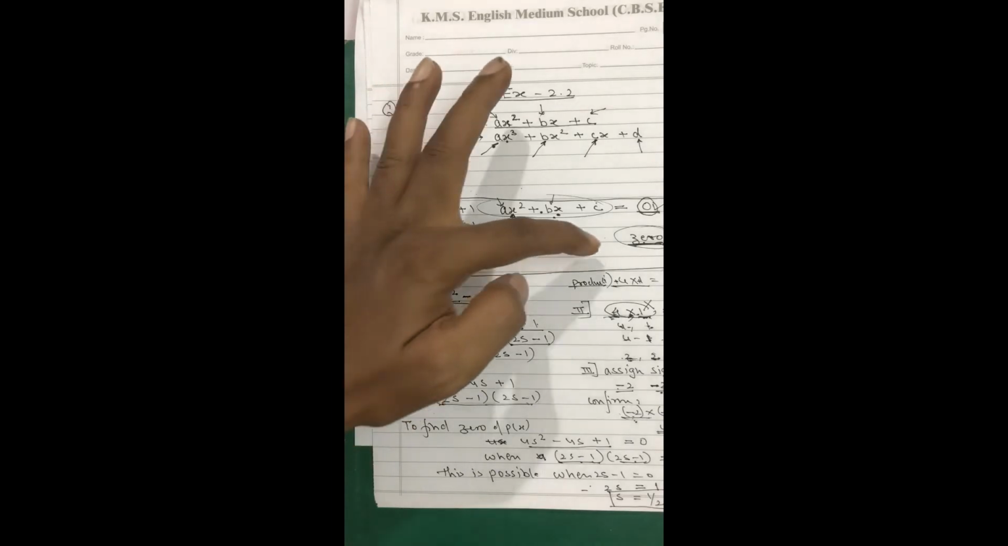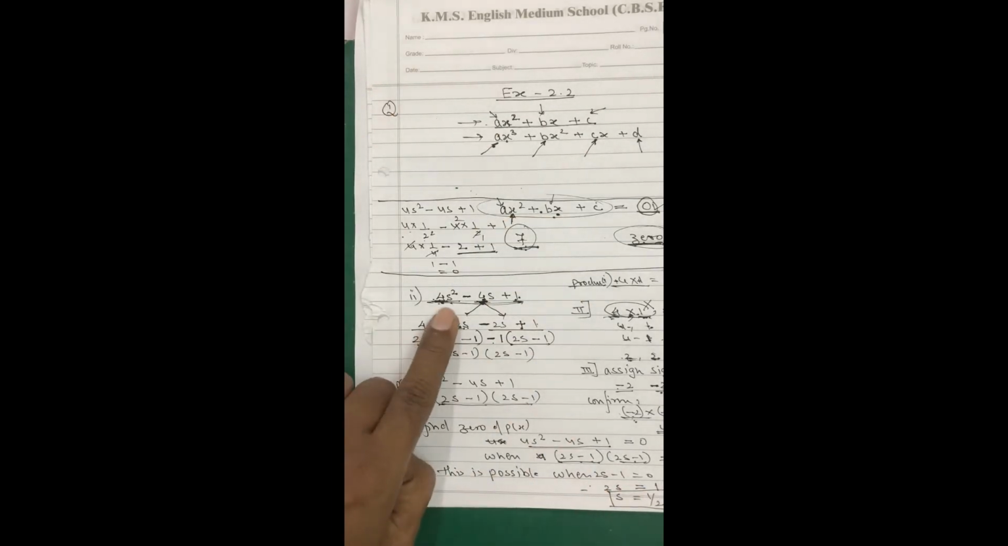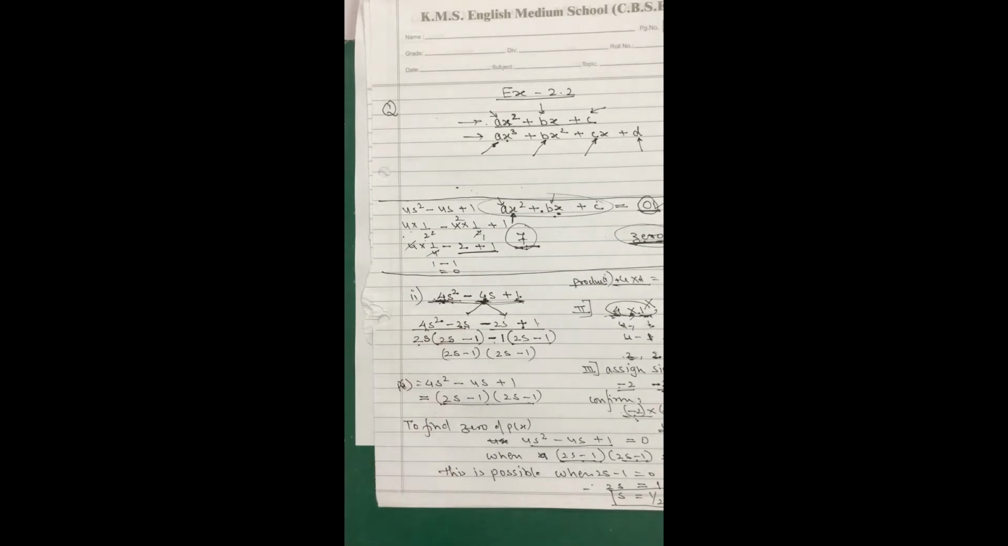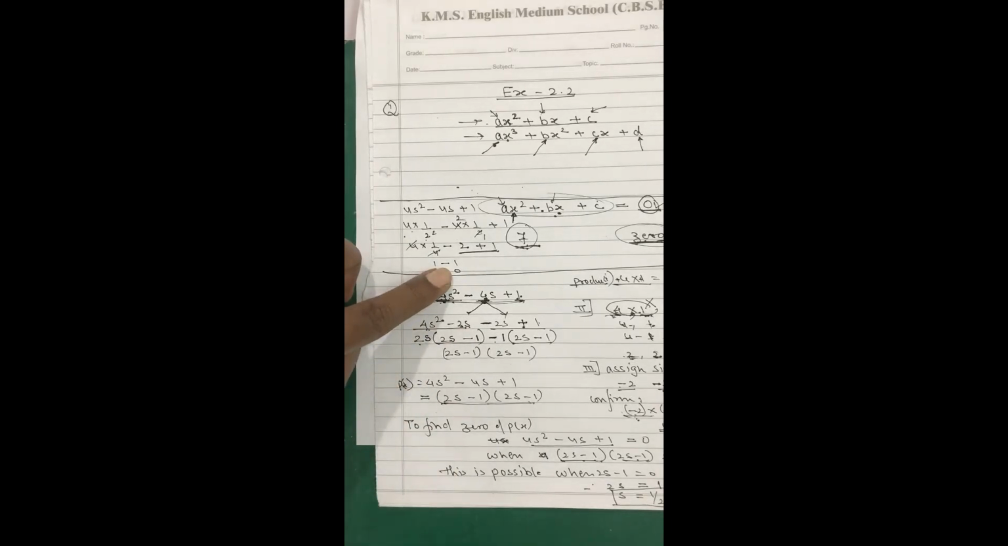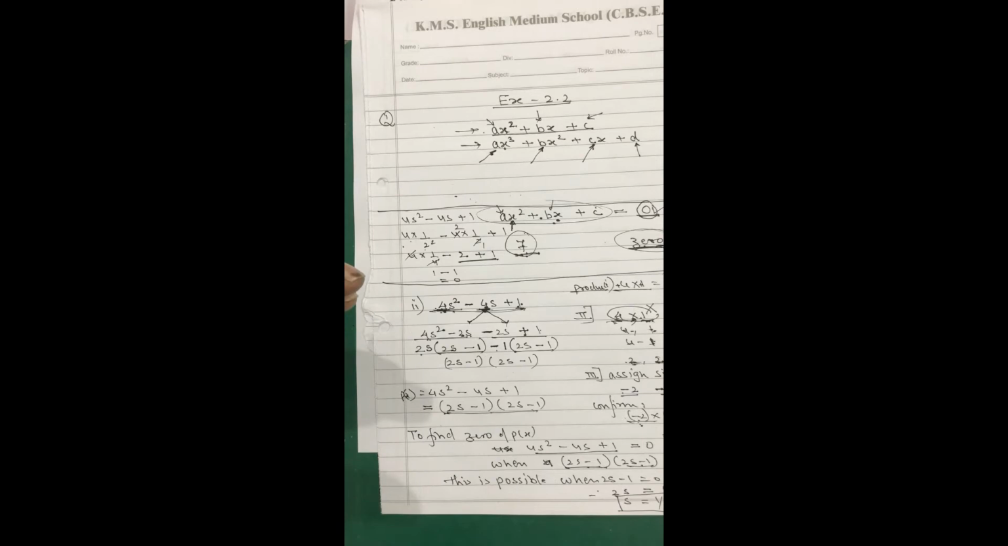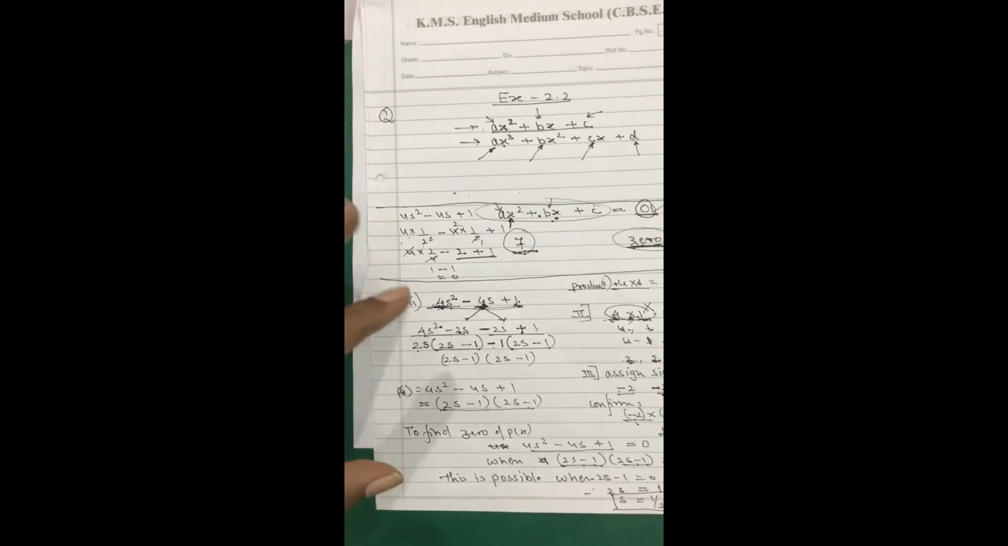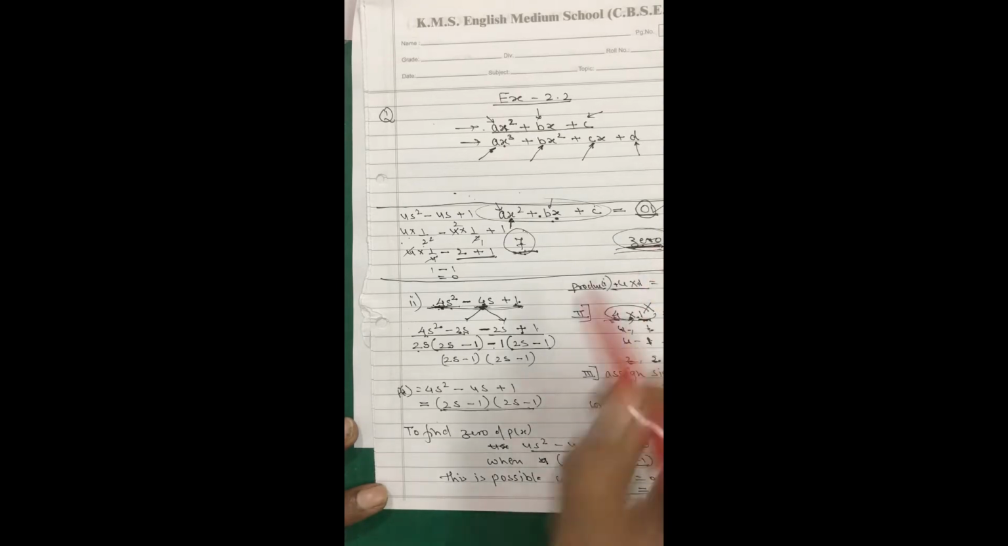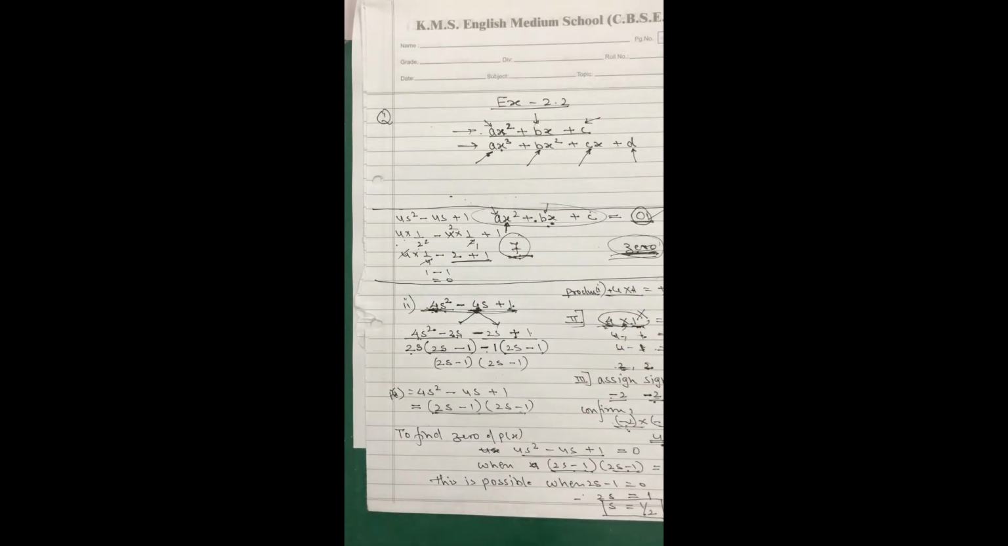Because when we substitute 1 upon 2 in place of s, then the value of the polynomial becomes 0. Are you getting it? So that is the reason this s, not s, half is called the zero of the polynomial. This is the meaning of the zero.